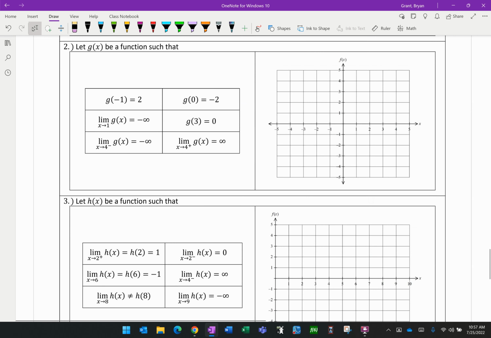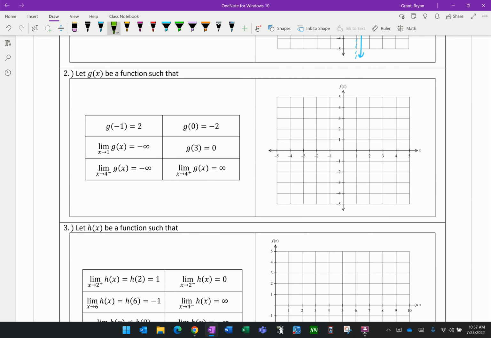All right, and we're back. So if we're looking at problem 2, I'll do the points first. G of -1 is positive 2. G of 0 is negative 2. And G of 3 is 0. Look, we're already halfway done.